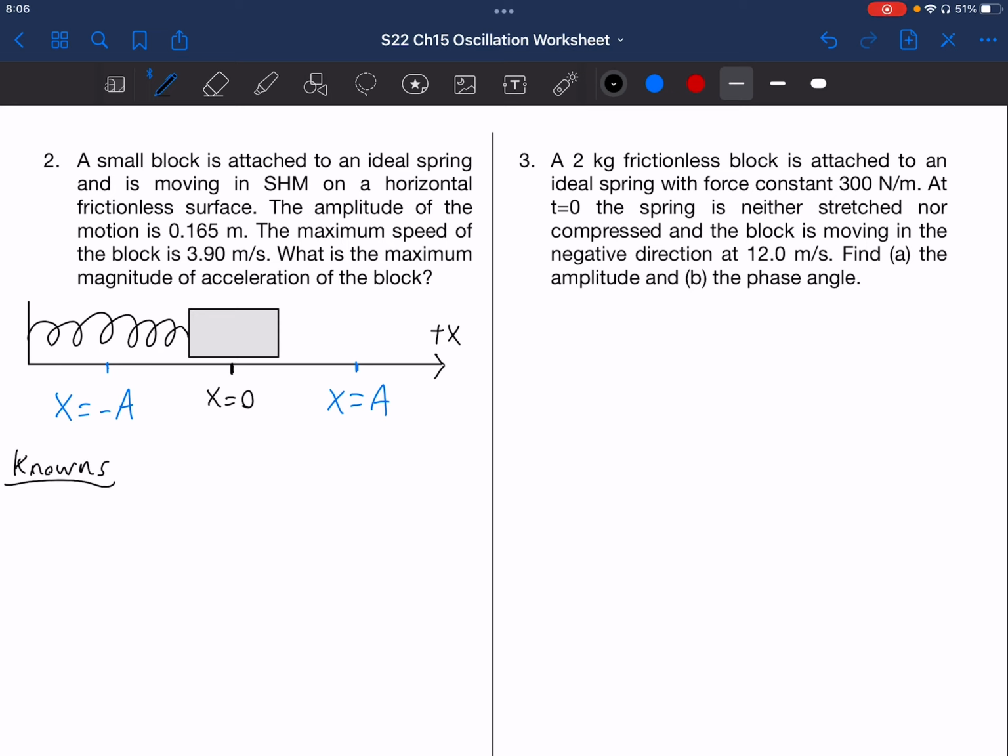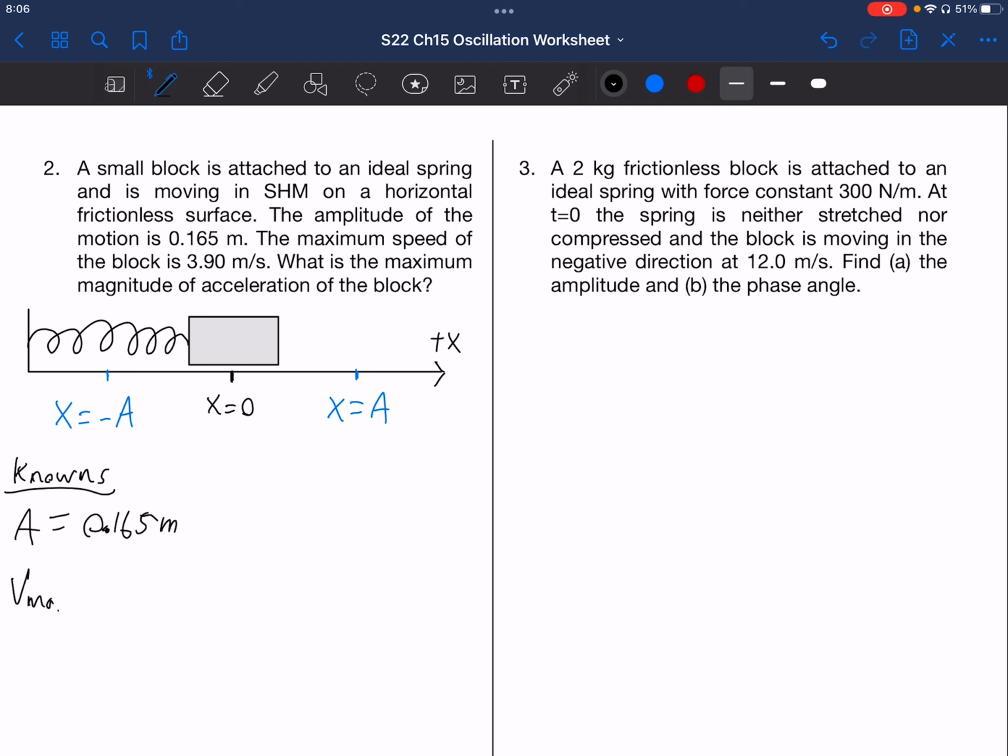So they told us the amplitude is 0.165 meters. So it's going to be doing the 16.5 centimeter oscillation back and forth here. And we know the maximum velocity is 3.90 meters per second. Okay, those are the two knowns, and then let's write down the unknowns.